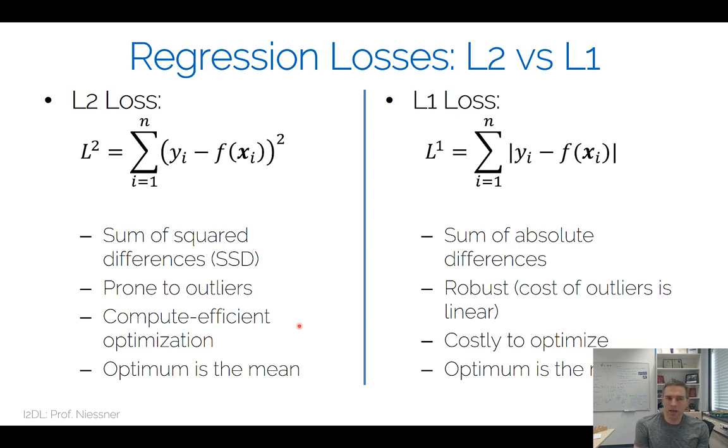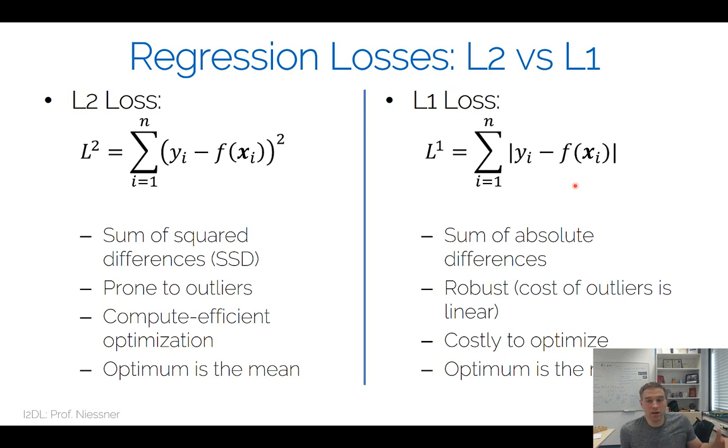If you're taking an L1 loss, however, this is the sum of absolute differences. This is much more robust to outliers because the cost of the outlier is just linear and doesn't grow quadratically. The optimization is a bit painful. Like, you have to compute a gradient with respect to this function, and it's not so nice and smooth anymore. The optimum is the median.